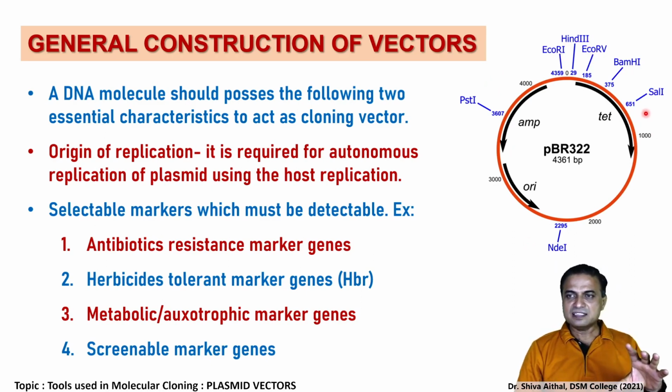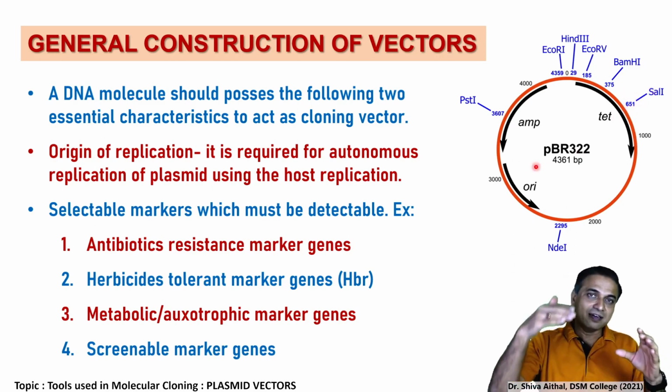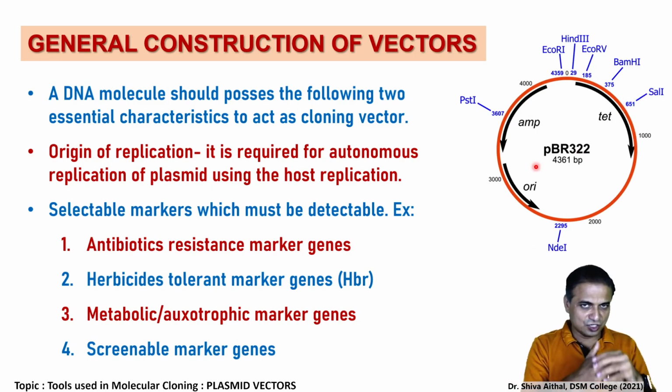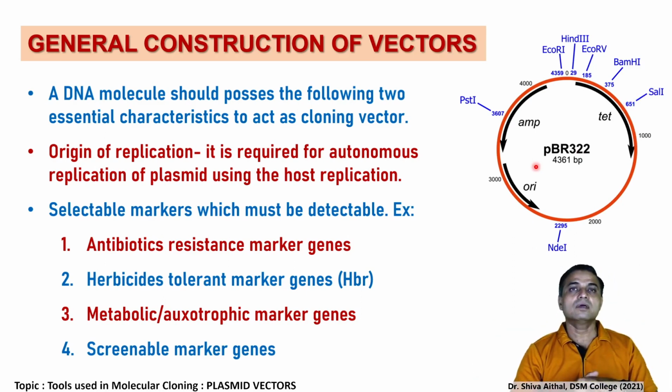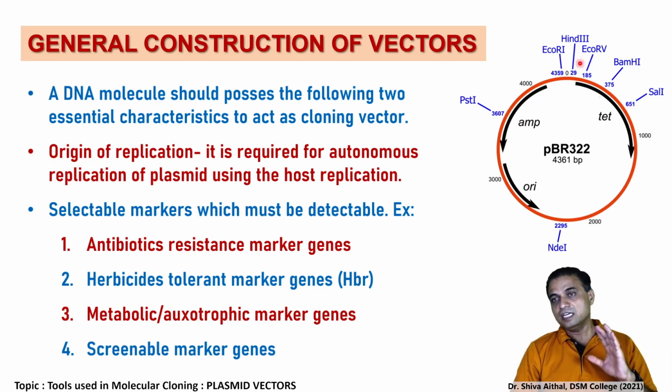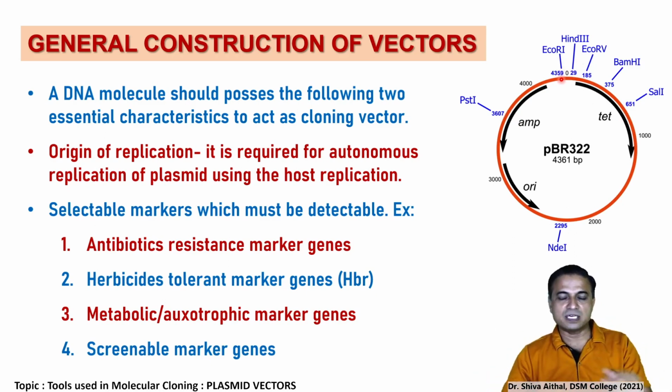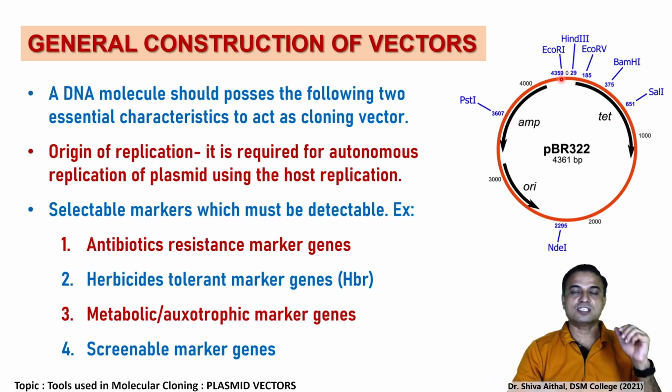Now if I insert it at 651 base, then it will be inserted within the tetracycline resistant gene and the resistance character will be lost. The cell will become tetracycline sensitive. If I introduce here, the reverse will happen. Ampicillin sensitive, tetracycline will remain resistant. If I insert somewhere here, EcoRI here, it will remain both resistant because the genes are not disturbed.